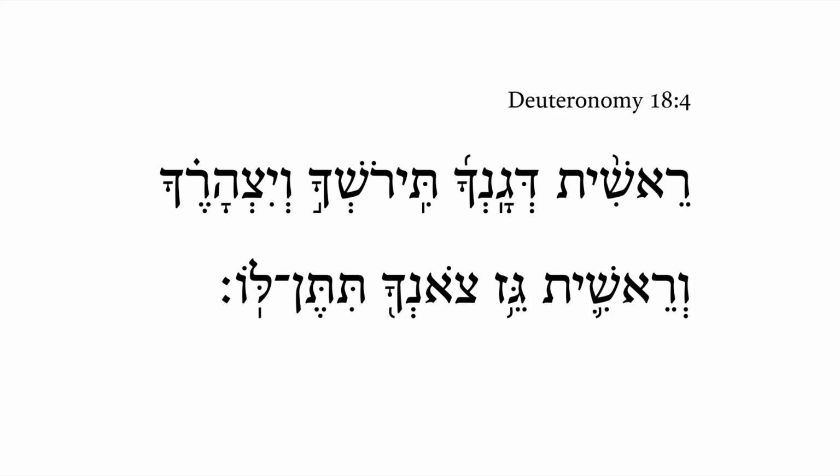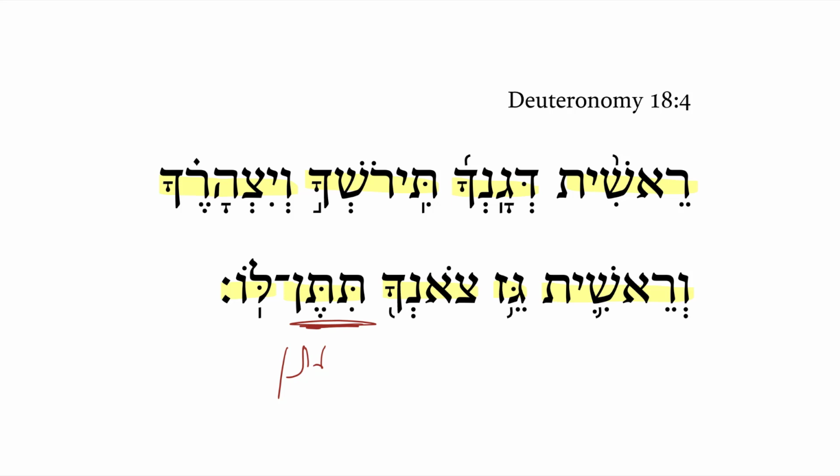Deuteronomy 18:4. Reshit deganecha tiroshecha veyitzarecha, vereshit gez tzonecha titen lo. So we here have the start of the sentence with the things that are to be given. Notice down here is where we get the verb natan, and we'll come back to that shortly.